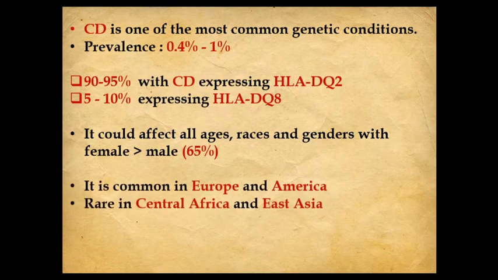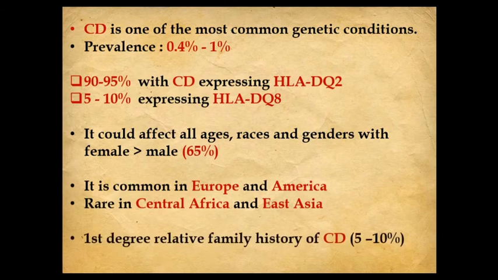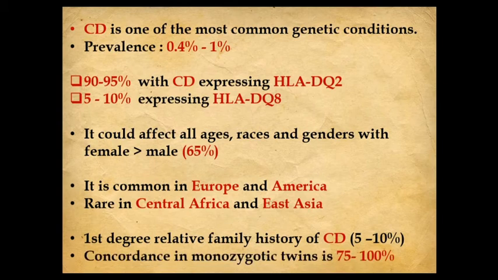It is common in Europe and America, and thought to be rare in Central Africa and East Asia. There is a strong family history, especially in first degree relatives, about 5 to 10%, but this percentage rises to about 75 to 100% concordance in monozygotic twins.